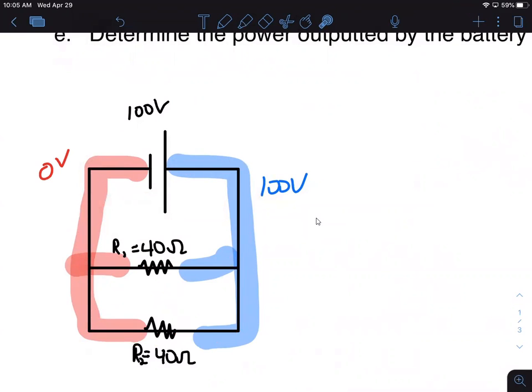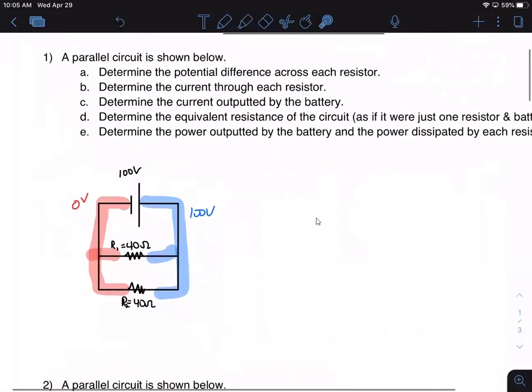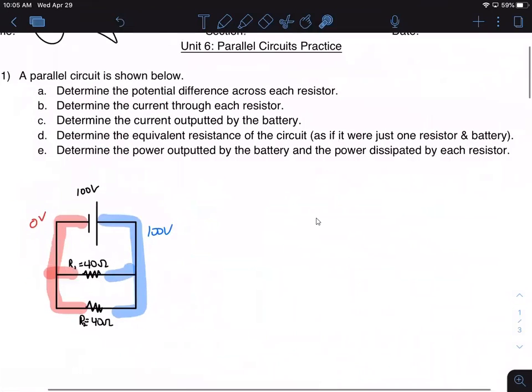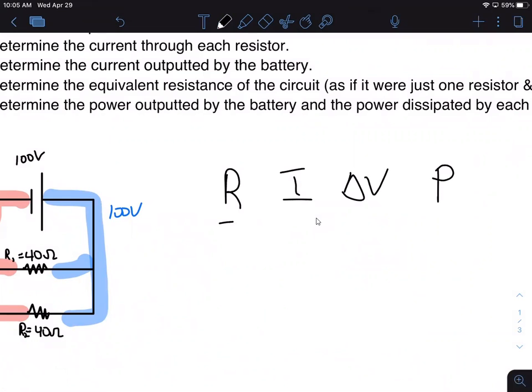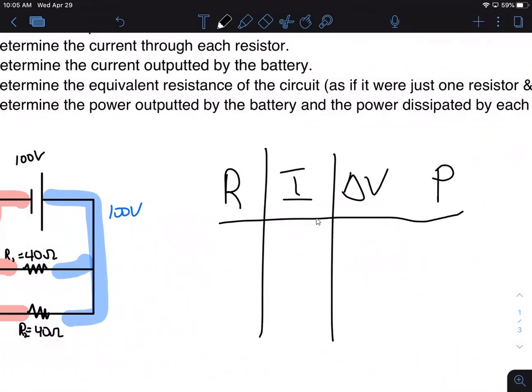100 over here. One thing I noticed looking at this, these are both the same resistance. So I should expect same current through each path here. Determine the potential difference across each resistor. Determine the current. Okay. So I'm going to make a table just to keep things organized here. Resistance, current, delta V, and power. And I can do that for the first, the second, and for the battery.